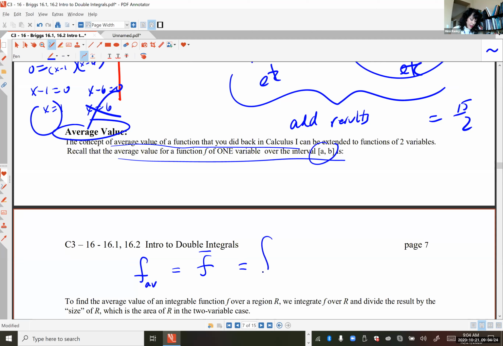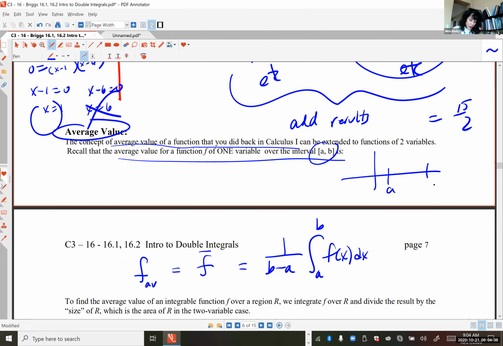And in Calc 1, it's really easy. You're going to evaluate the integral going from a to b, and you're going to divide by the length of the interval. So the length of the interval is b minus a. If you look at what they're trying to do here, you're just trying to find the average height, all the y coordinates on that interval. And so this length here between a and b is b minus a.